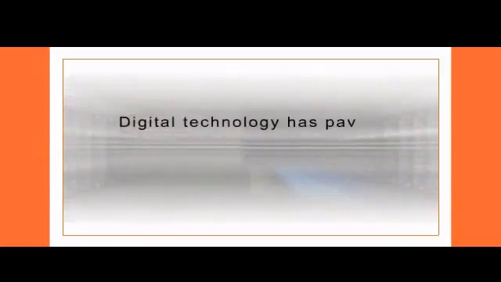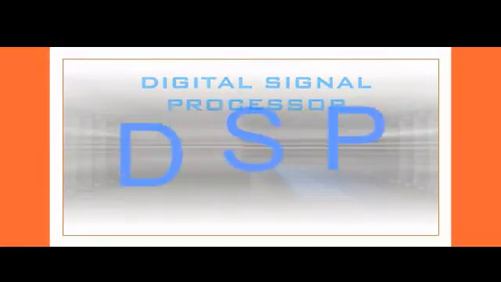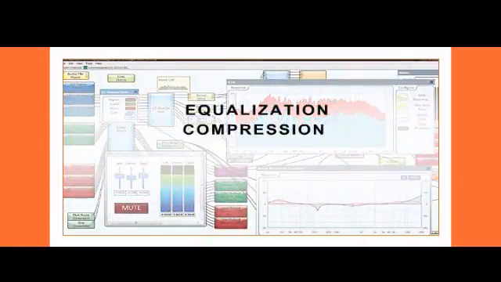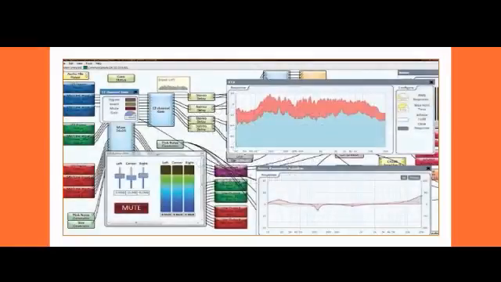Digital technology has paved the way to perform most all signal processing within one device, the digital signal processor, or DSP. A DSP has the potential to provide multiple processing functions, including equalization, compression, limiting, frequency crossover, and signal delay on multiple channels simultaneously.